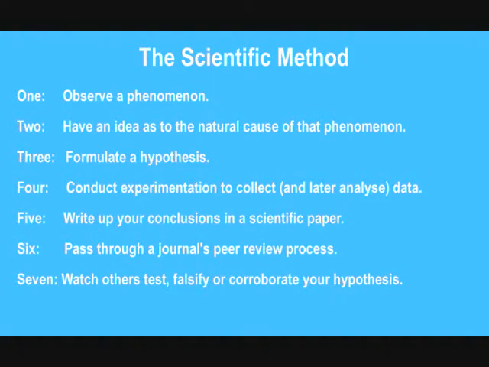So in just under 5 minutes, I've explained the 7 steps to the scientific method. From observing a phenomena, through having your ideas, formulating a hypothesis, conducting your experimentation, all the way through to writing up your conclusions, passing through the journal peer review process, and finally, and perhaps my favourite part, watching other people test, falsify or corroborate your hypothesis, getting you that little bit closer to having what might be called a theory.